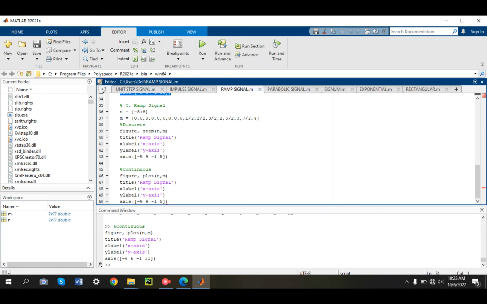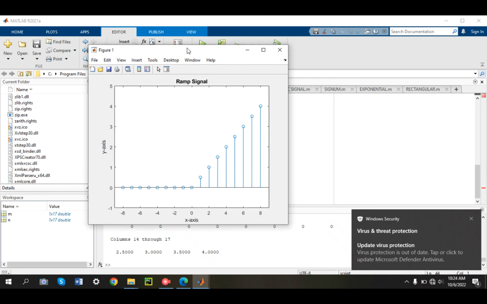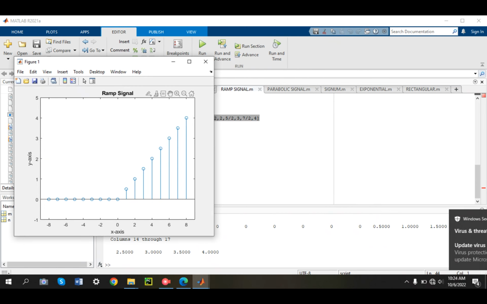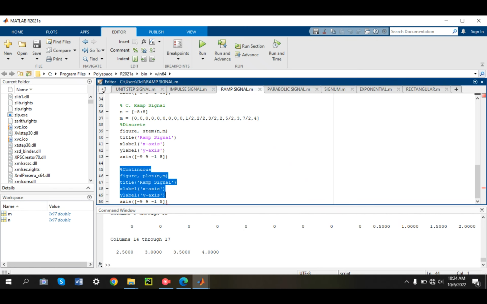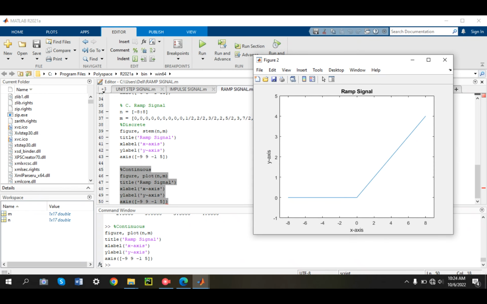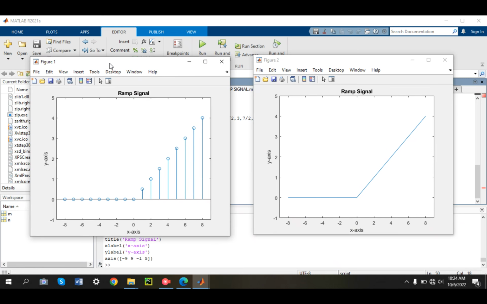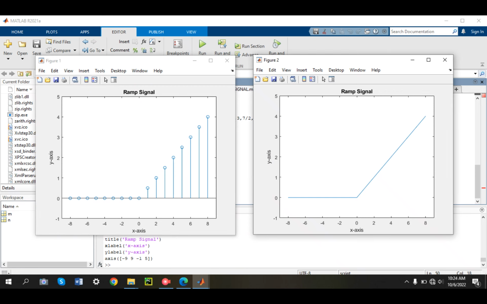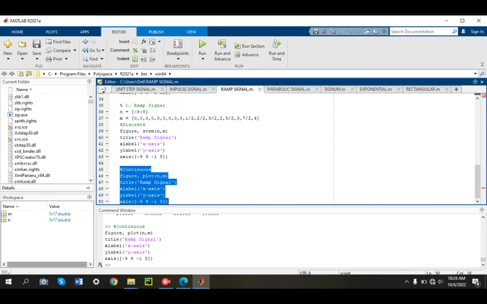So we will now evaluate the code for the C condition. This is the discrete, and this is the continuous graph result. Figure 1 is the discrete and figure 2 is the continuous graph result for the ramp signals. And that's all for this video.